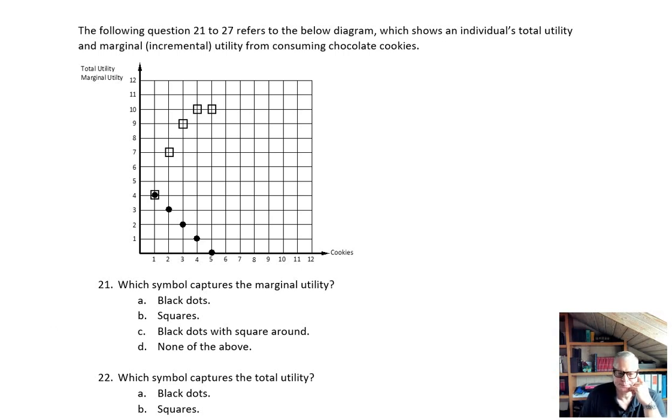So what did we say about the law of diminishing marginal utility? The more cookies you eat... let's say the first cookie that I have gives me a utility of a lot, maybe like 4. That means for the first cookie I would pay up to $4. But then if I had a second cookie, I don't have the same level of craving anymore. So my willingness to pay goes down because my marginal utility goes down. So these black dots capture the marginal utility.